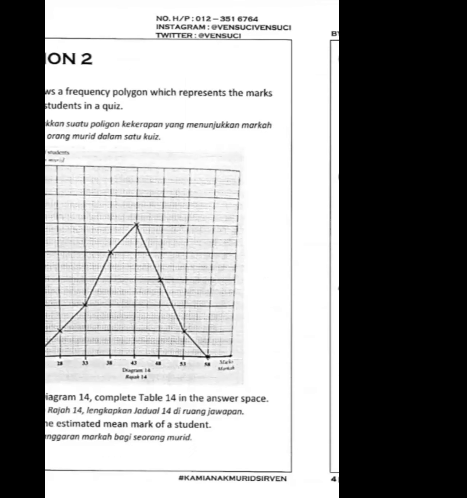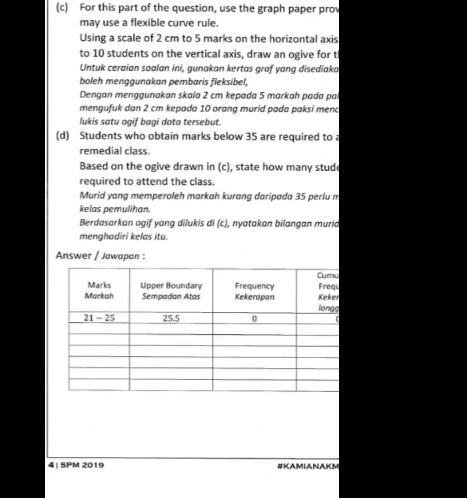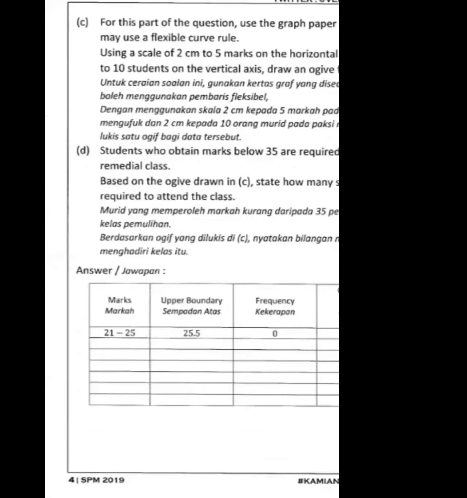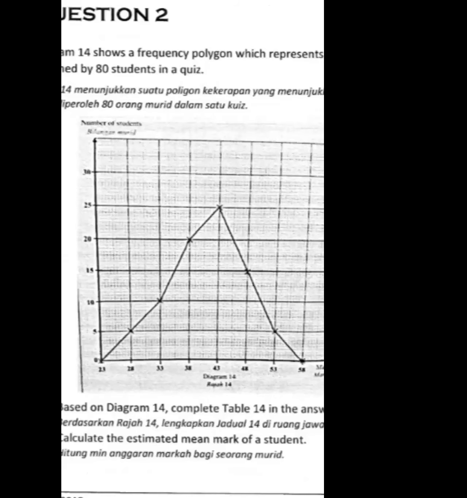For question 2D, it says that students who obtain marks below 35 are required to attend a remedial class. So how are you going to find the students who obtain marks below 35? Once you draw out your ogive graph, you just find the mark. The mark is at the x-axis, right? You just find 35, and then you plot up. Once you reach the point on the ogive curve, you then plot across to the number of students there.